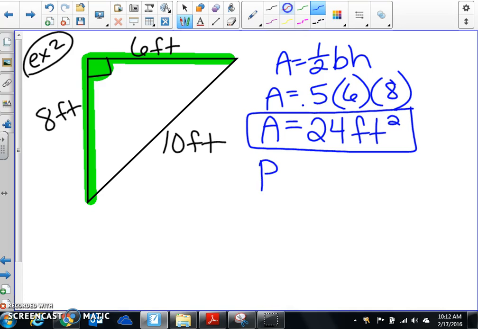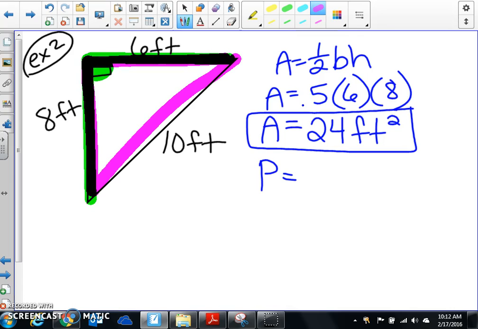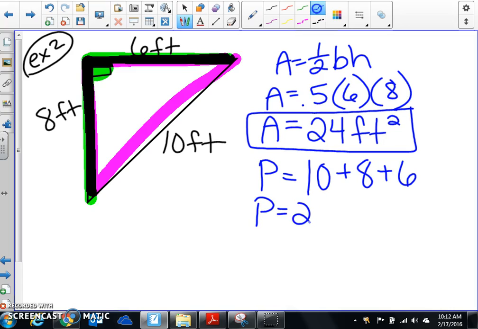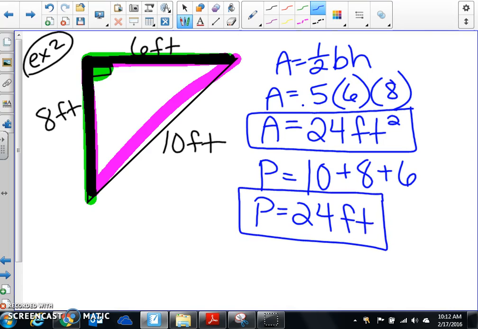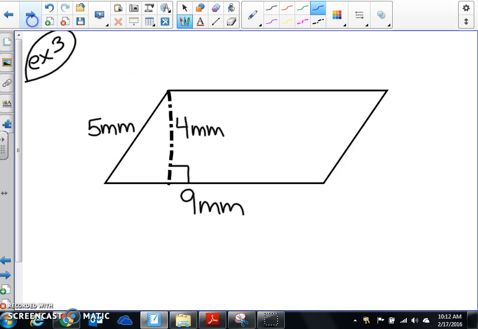For the perimeter, I add up the outside. So let's find the outside. Those are my outside sides. It's a triangle, so it's got 3 sides, so I'm going to add up 3 numbers. So 10 plus 8 plus 6, add that all up. That should give me 24 feet. So those are triangles.